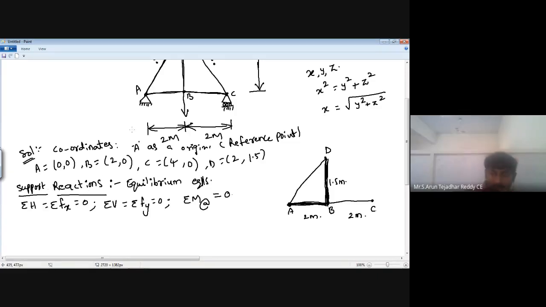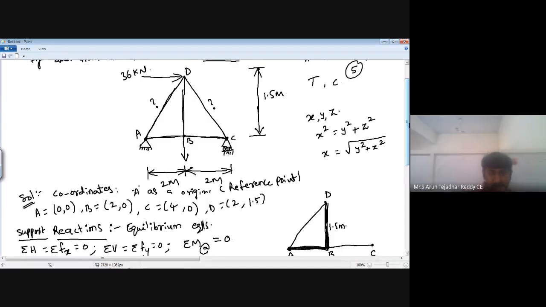First of all, how many supports are acting here? Two supports, that is A support and C support. At A support, this is the hinge support, so two reactions are there. Next, at C support, that is roller, one reaction. Here two reactions means horizontal and vertical. One reaction means only vertical. This is horizontal, this is vertical, and at point C only vertical.